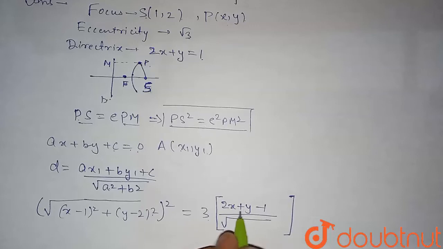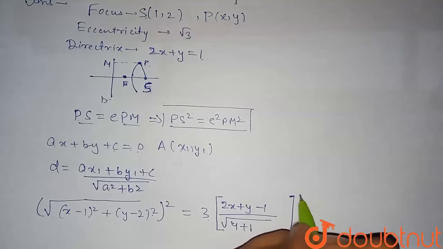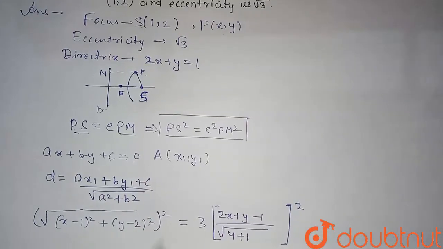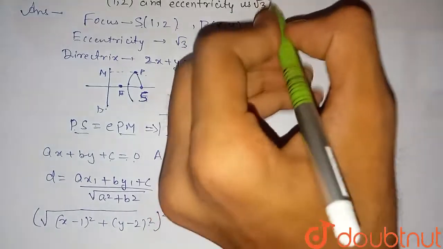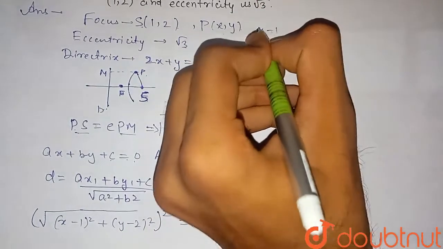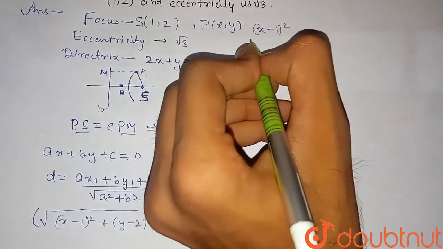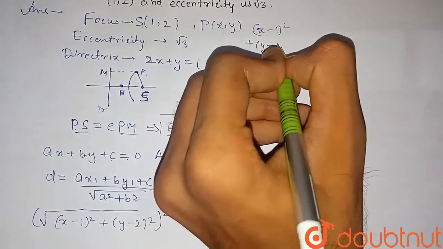So this will be 2 square plus 1 square, so 2 square will be 4 and this will be plus 1. And here we have to put a square because this is PM square, so that will be squared. So if we solve this condition, we can write this as (x minus 1) whole square plus (y minus 2) whole square.